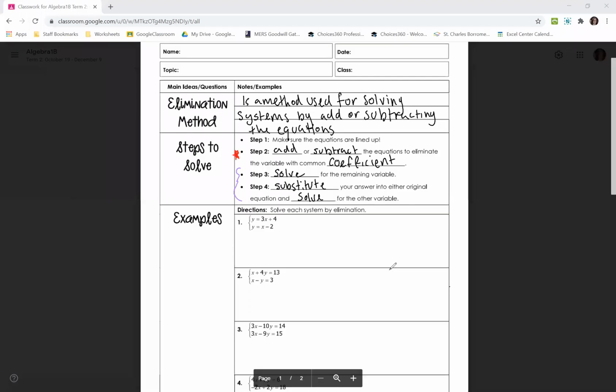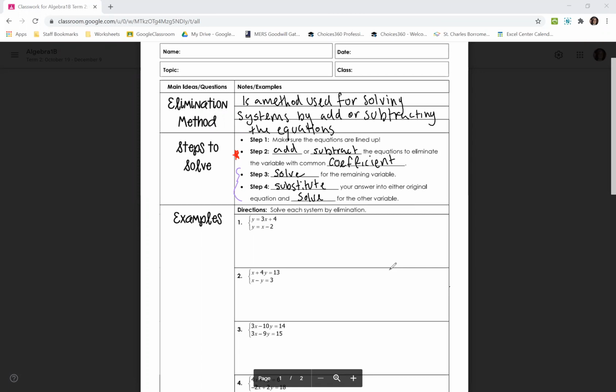All right, let's look at number one. So I have y equals 3x plus 4 and y equals x minus 2. They're going to give these to you in a way today where you're always going to have one of the variables having a common coefficient.